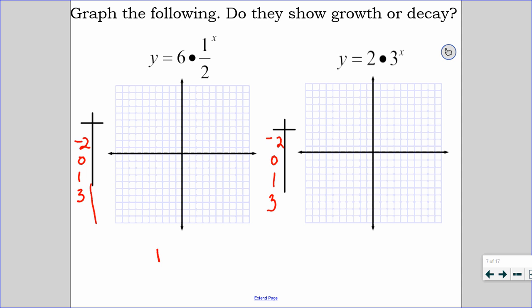So I'm hoping you're gonna think this one's a decay. I'm hoping you're gonna think this one's a growth based upon their faces.